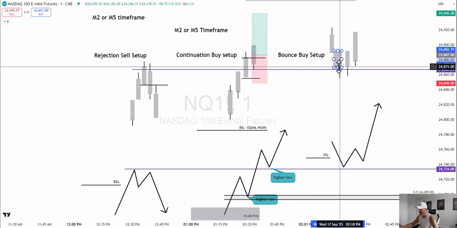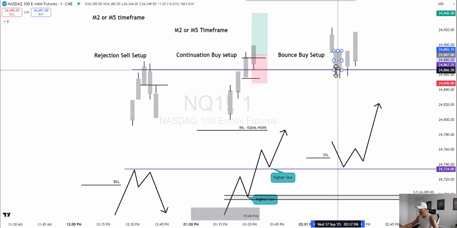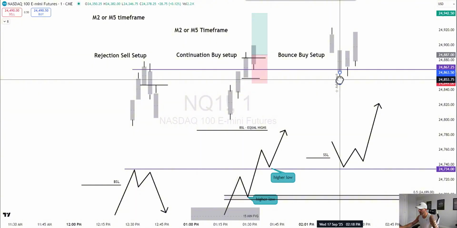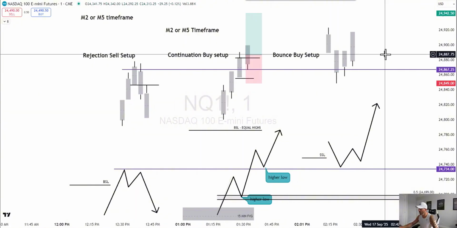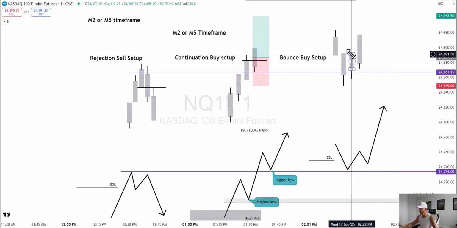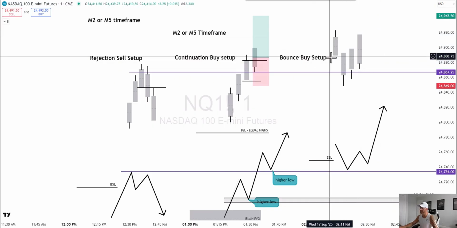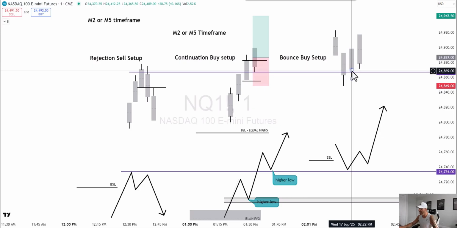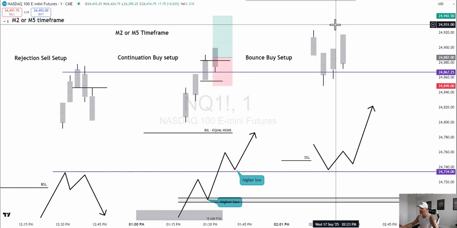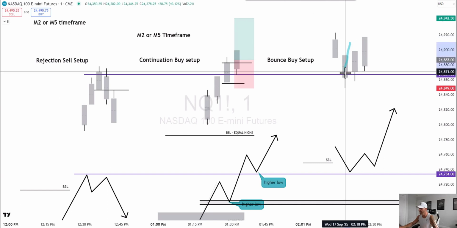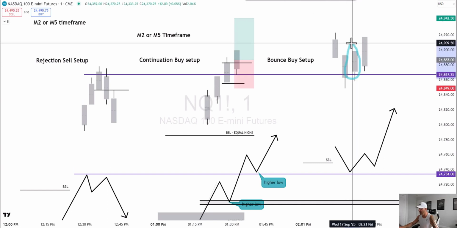Let me just see. I gotta zoom it out a little. So we get something like this. Okay. And then it still plays out. But what we want to see is a nice displacement candle to the upside. So we want to see this candle here. So say we come down, tap our level, and then displace to the upside. Displacement's a word you're going to hear me say all the time because that's what we need to see. This is our displacement candle right there.